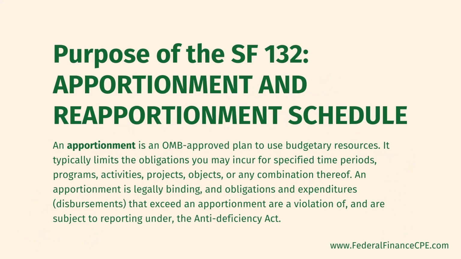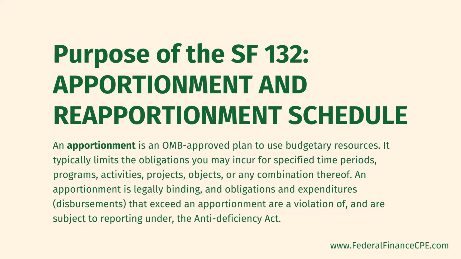So what is an apportionment? An apportionment is an OMB-approved plan for using budgetary resources. It limits the obligations an agency may incur for specific time periods, programs, activities, and projects, or any combination of these. Apportionments are legally binding. Any obligations and expenditures that exceed an apportionment violate the Anti-Deficiency Act, a federal law that prohibits agencies from spending more than Congress has appropriated or in ways Congress hasn't authorized.